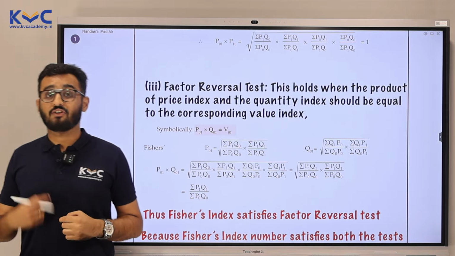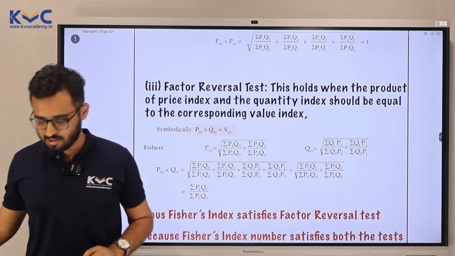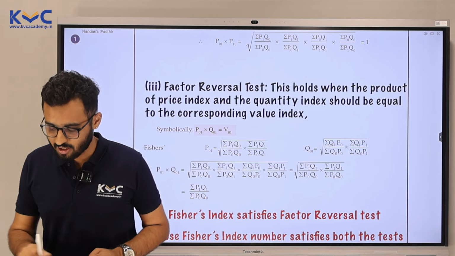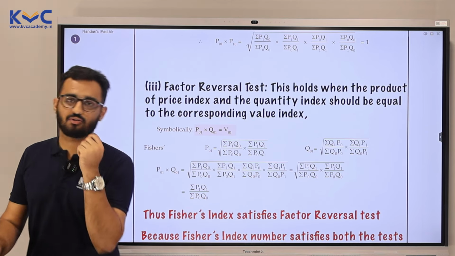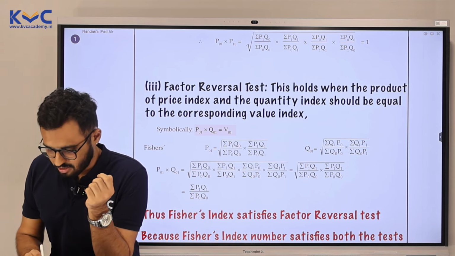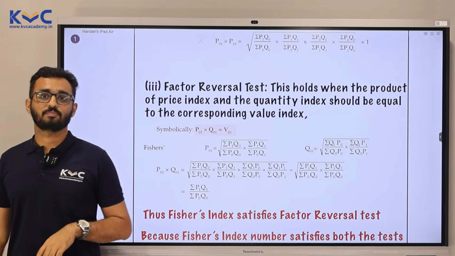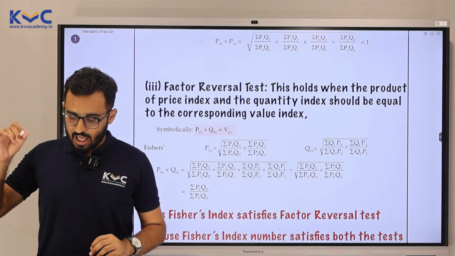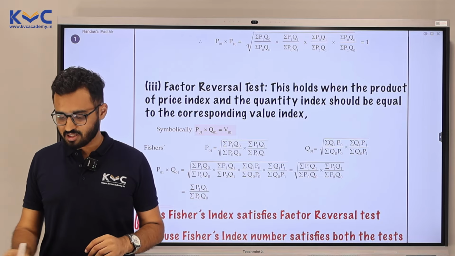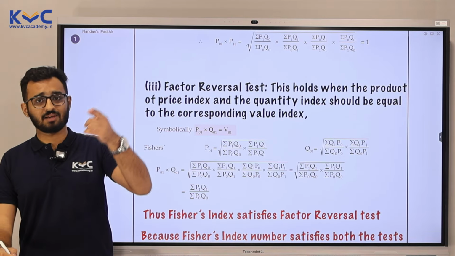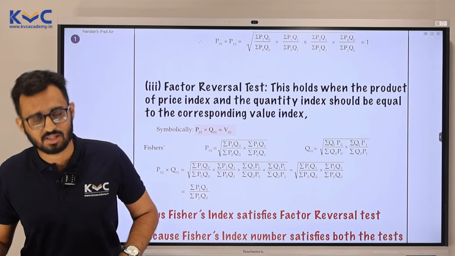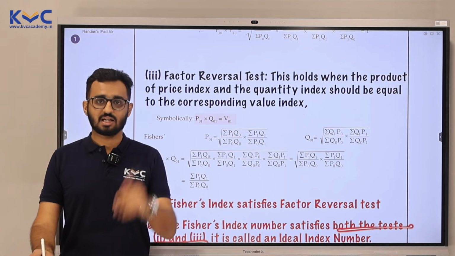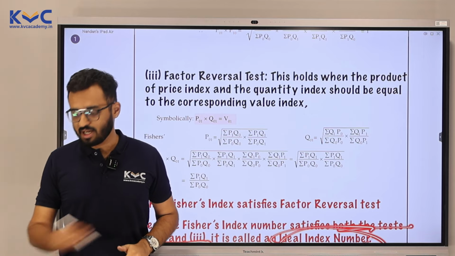Now the next is factor reversal test. Now what is this factor reversal? This holds when the product of price index and quantity index should be equal to the corresponding value index. So in this test, what we are going to check is P01 into Q01 is V01. So we are going to check that in factor reversal test. And you know what happens here? Only Fisher satisfies the factor reversal test. So just like the time reversal test, even when it comes to factor reversal, Fisher satisfies it. Because Fisher satisfies both the tests, that is time reversal and factor reversal, we call it an ideal index number.